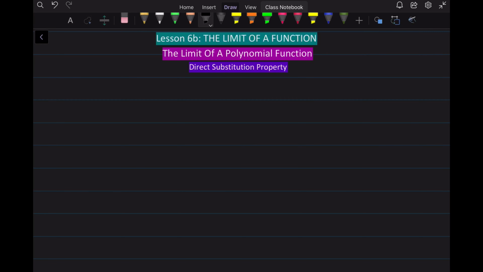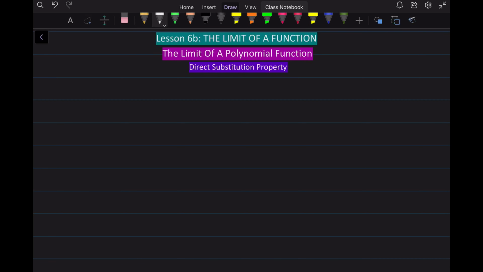In this lesson, we will learn to determine the limit of a polynomial function as x approaches a using some of the limit laws that we discussed in the previous lesson. And at the same time, we'll also learn about an important property called direct substitution property, which will make it further easier for us to determine the limit of a polynomial function.